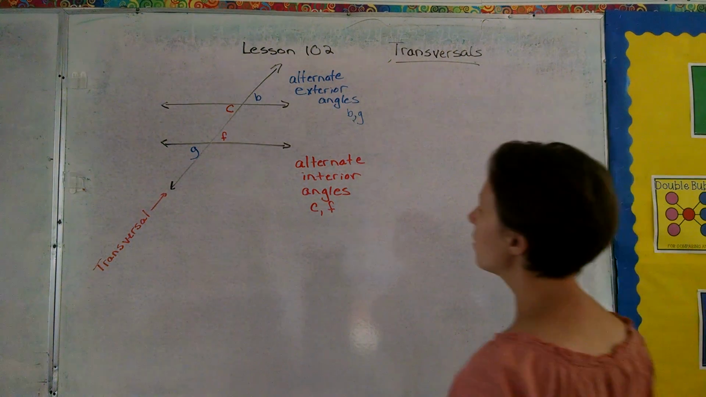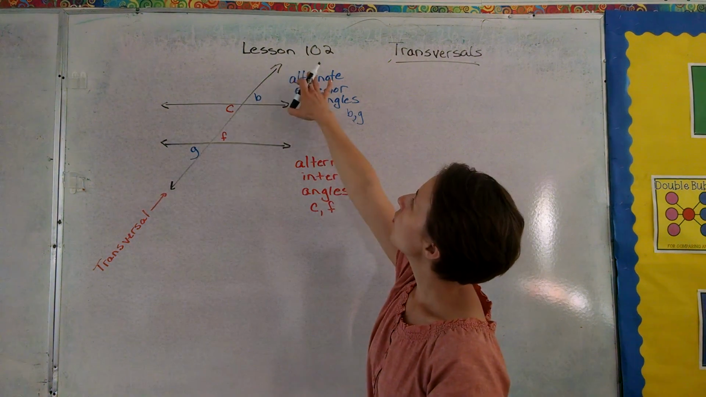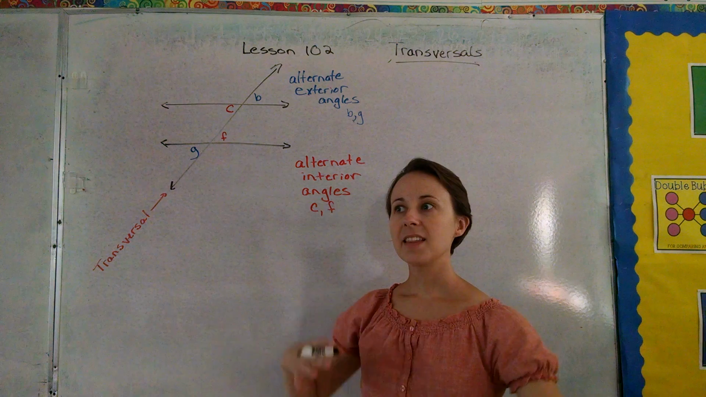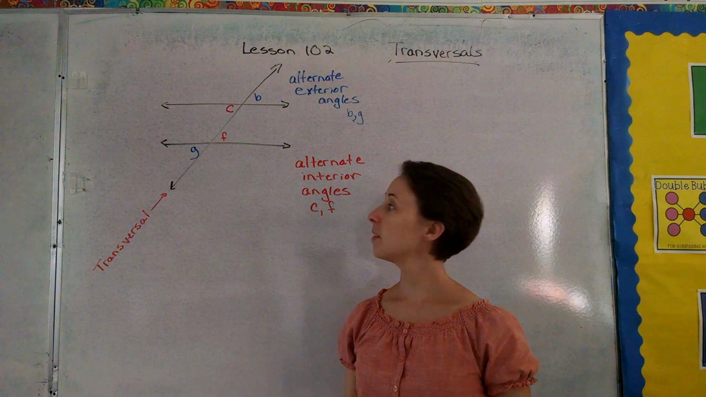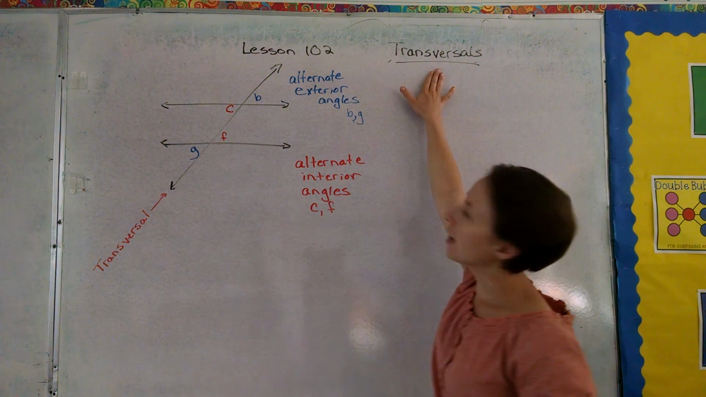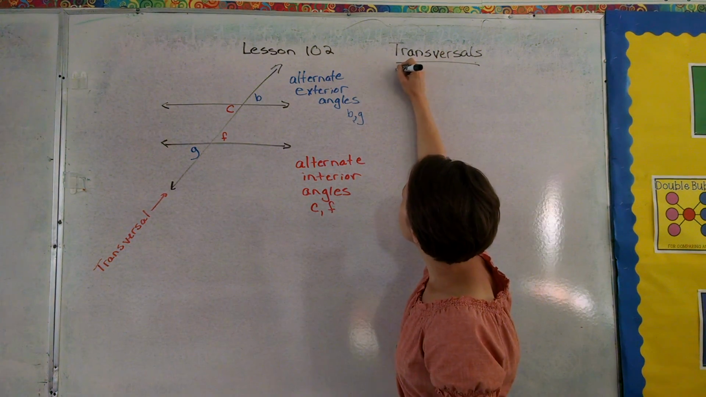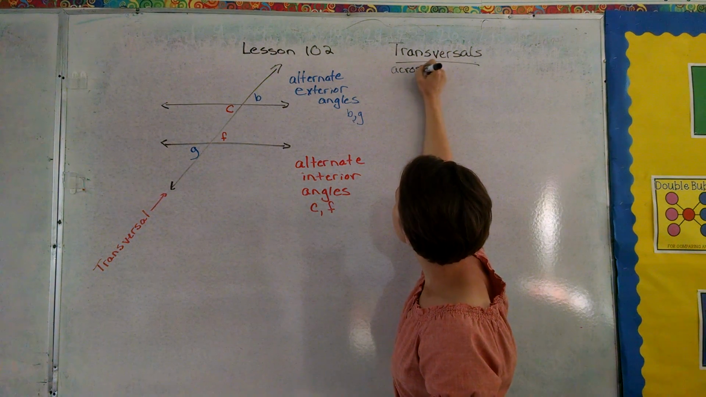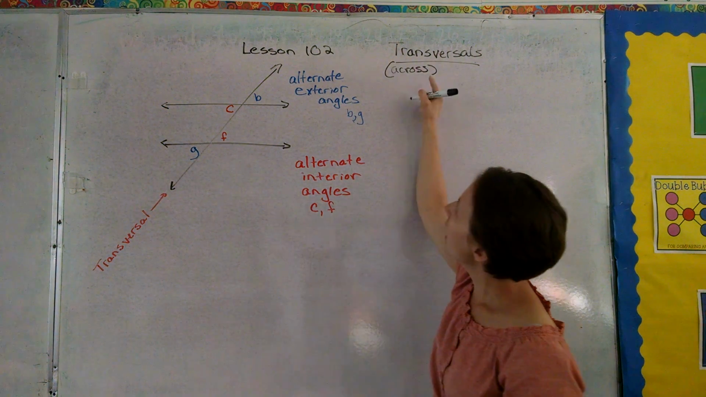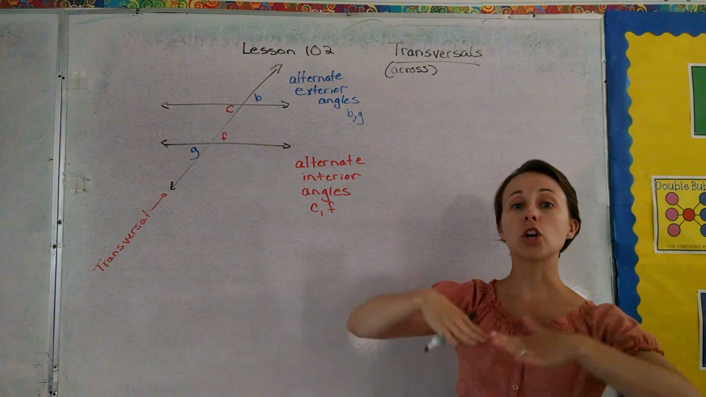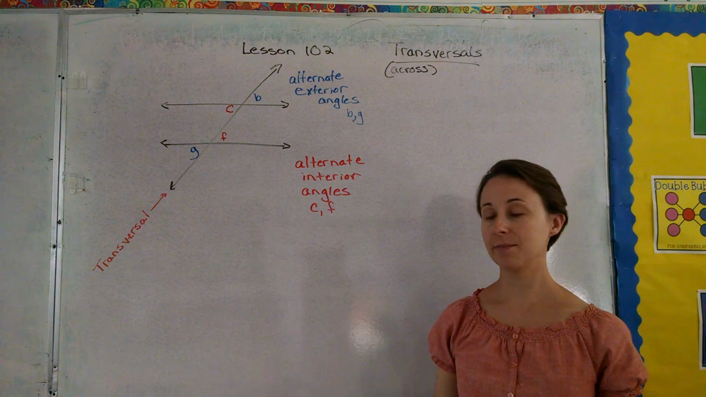This is Saxon Math for 6th grade. We're doing lesson 102 today. This is the first half of the lesson. We're going to be talking about transversals. Trans, as a prefix, means across. A transversal goes across other lines.